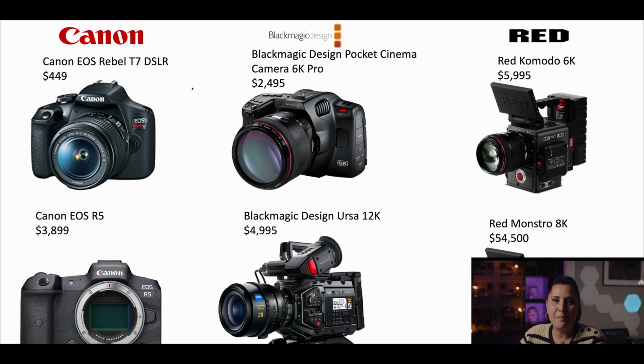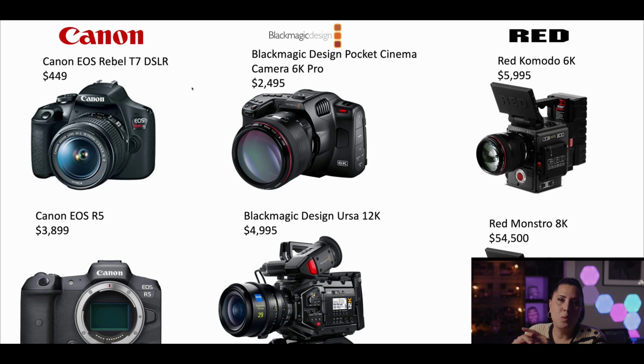These are Blackmagic cameras. The Blackmagic Design Ursa 12K was just lowered in price. It used to be $8,995 and they cut it in half, so it'll run you about $5,000 now. It's a phenomenal camera, but on the lower end of the budget spectrum with Blackmagic, you can just pick up a 6K Pro and that'll run you about $2,495.